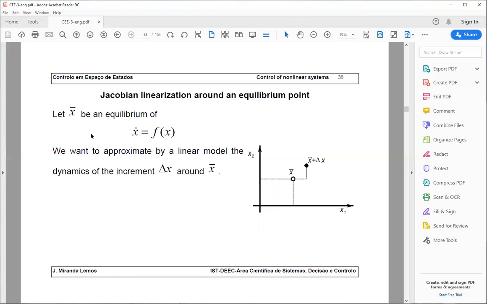So I call x bar an equilibrium point of this system. And so f of x bar is equal to 0. That's the definition of x bar being an equilibrium point of x dot equal to f of x.